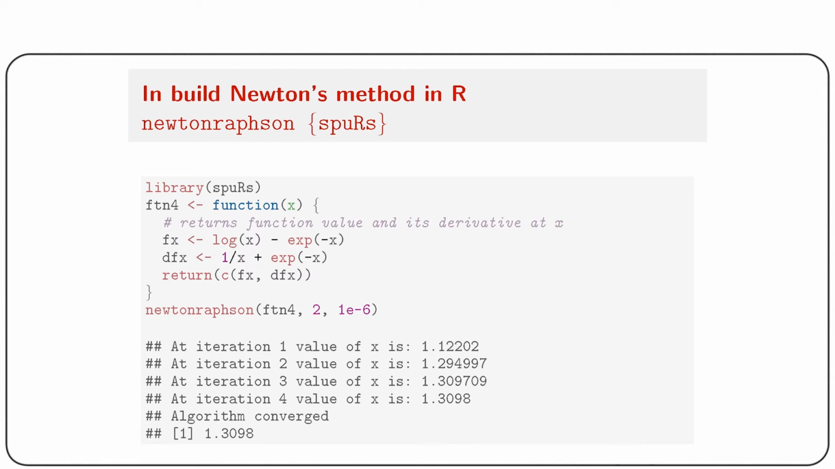And then we will pass that function to newtonRaphson, then parameter 2, and the tolerance that we need is 10 to the power minus 6, and after the fourth iteration it converges, and the result is 1.3098.